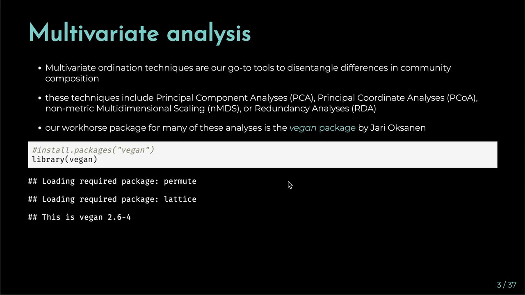And the package in R that really does a bunch of these things for us, and that is the main workhorse for anything multivariate in community ecology, is the vegan package by Jari Oksanen. So you can go ahead and install the vegan package and then call it into your environment. You will need it today.